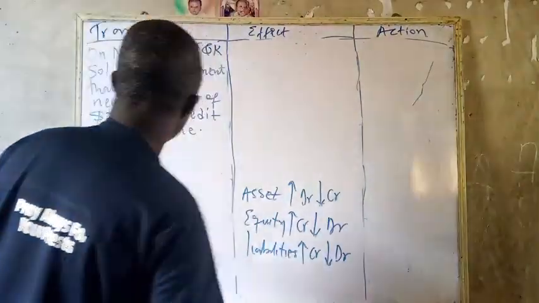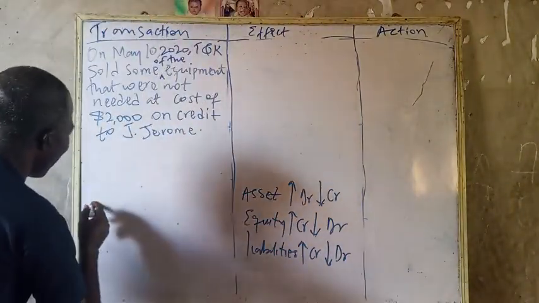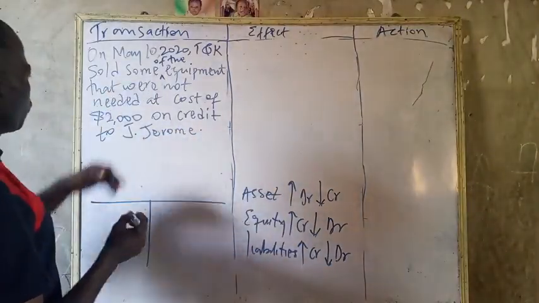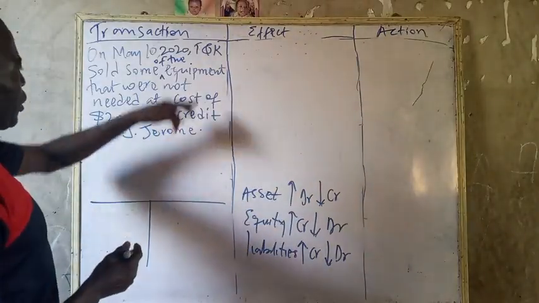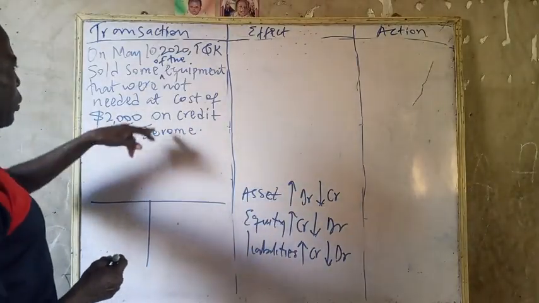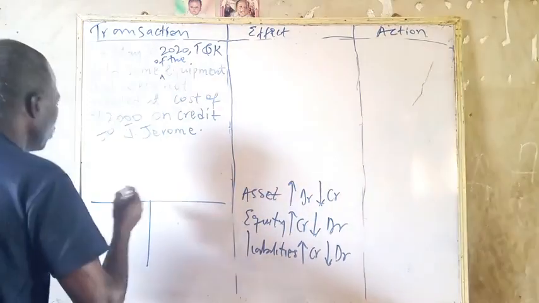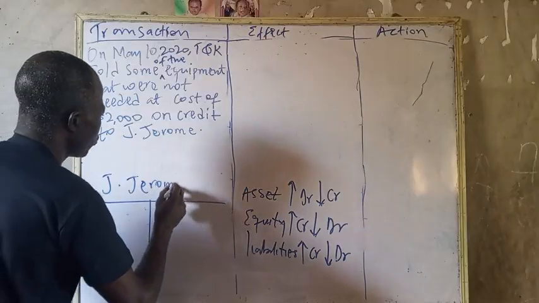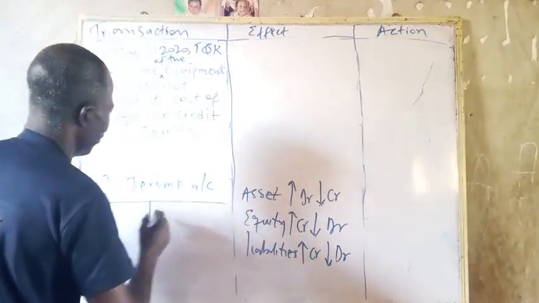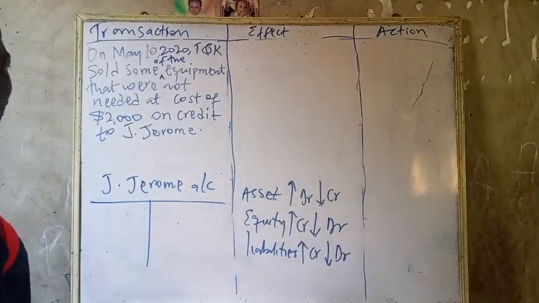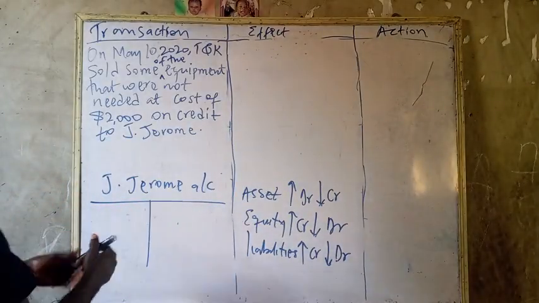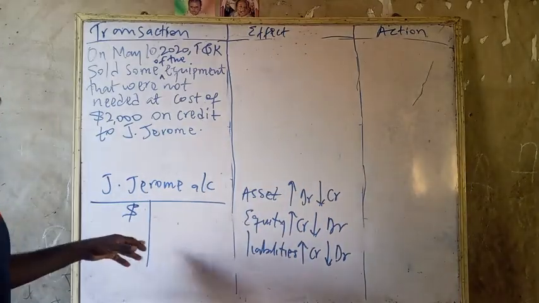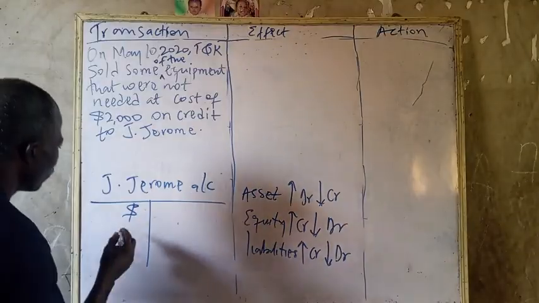That means J. Jerome is receiving what? An asset. He is receiving some equipment. But we are not going to put equipment here. We are going to debit J. Jerome because he is the one that received. So assuming yesterday J. Jerome had not received anything from us, the account of J. Jerome in our books was 0.